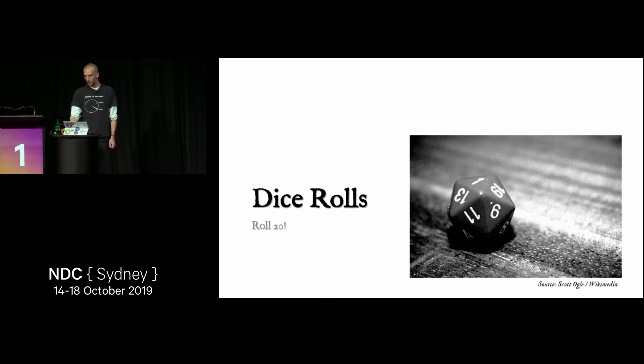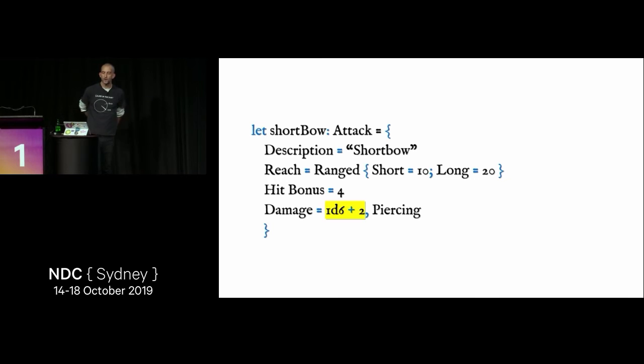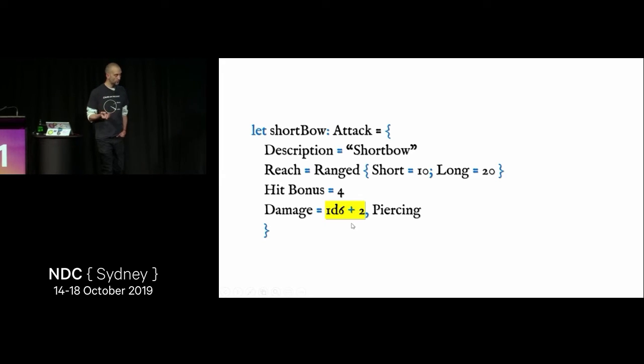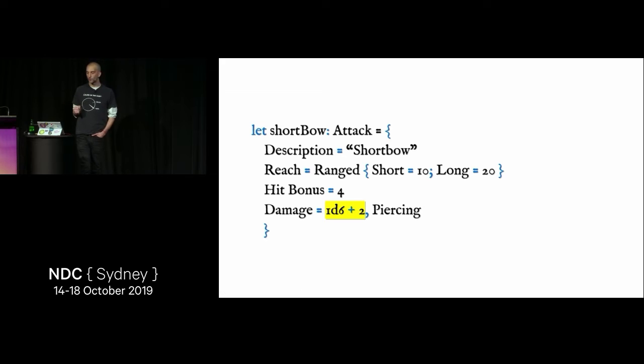Now I want to talk about dice. So let's talk about dice. Dice are prevalent in Dungeons and Dragons. People use all sorts of dice, fancy ones with four sides, six sides, 20 sides, and so on and so forth. So what you will see is, for instance, in my attack, I have something which looks like this. The damage is going to be 1d6 plus 2, meaning I want to roll a six-sided die and add 2 to the result.